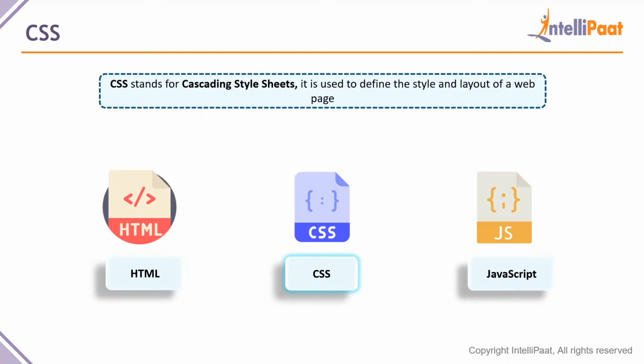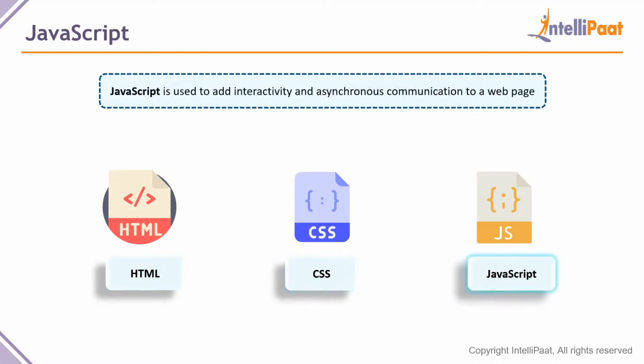And then to style the HTML pages that we create, we use CSS. CSS stands for Cascading Style Sheets. It is used to define the style and layout of a web page. And then to add some sort of a dynamic element to your web page, you use JavaScript. JavaScript is used to add interactivity and asynchronous communication to a web page. So elements like drop-down menus or interactive chats are built using JavaScript.